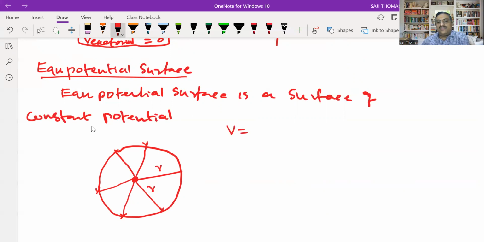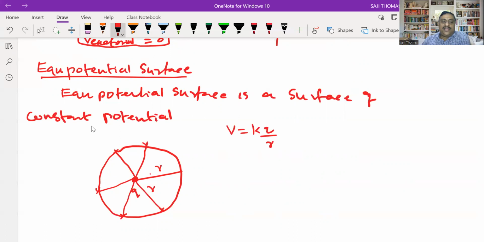And you know potential equation V equals KQ by R, potential at a point. So R is same, charge is at the center. So these points will all be at the same potential. So when we consider the spherical surface surrounding the point charge Q, potential is same everywhere on this spherical surface. So this is an equipotential surface. For a point charge, what is the shape of an equipotential surface? Sphere.